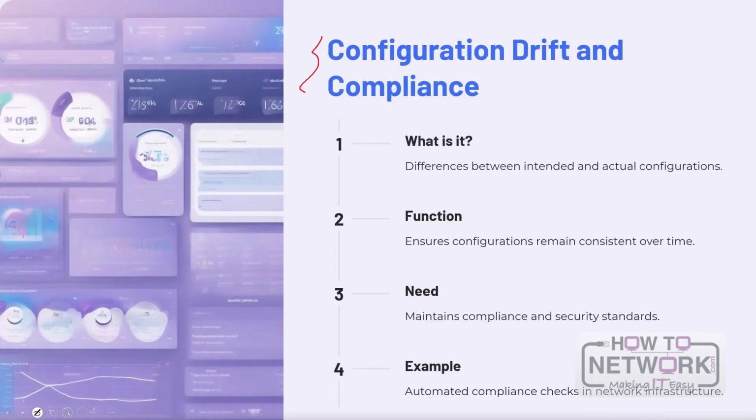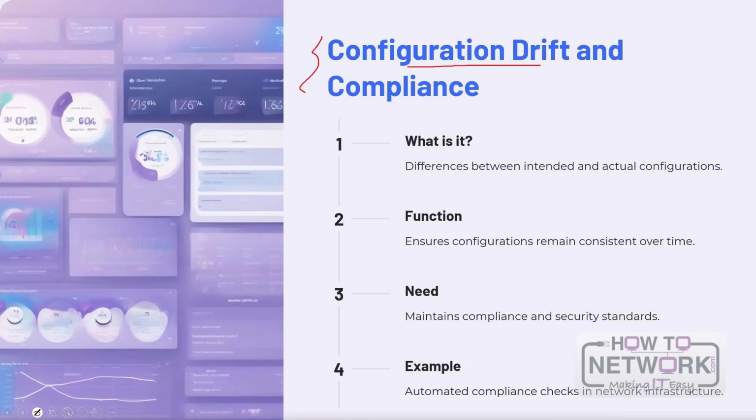Another important topic is configuration drift and compliance. Configuration drift refers to the differences that arise between the intended configuration of a network device or system and its actual running configuration. This can occur due to various factors such as manual changes, software updates, or even unintentional errors. The primary function of configuration drift management is to ensure that network configurations remain consistent over time, and this involves identifying and addressing any discrepancies between the intended and actual configurations, preventing potential security vulnerabilities and performance issues.